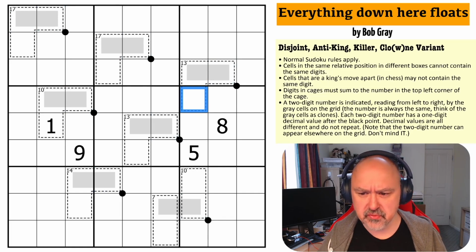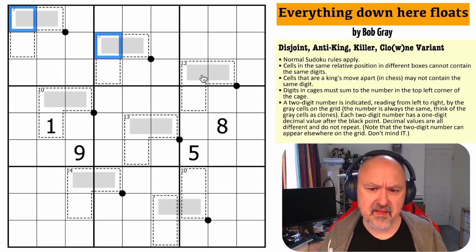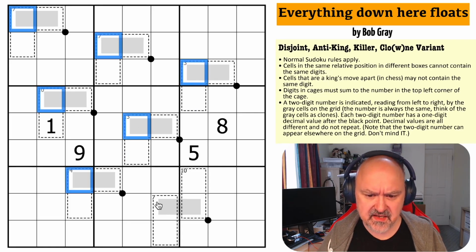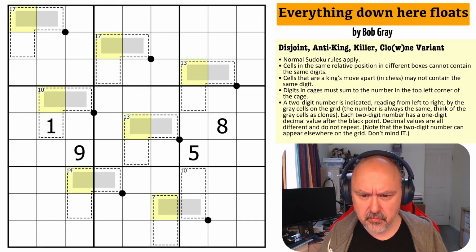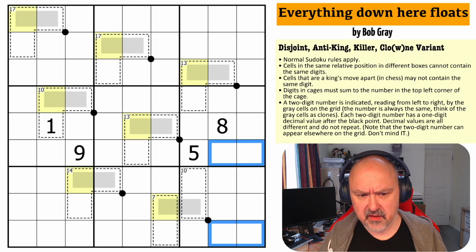So that's the rules. I'm going to restart the puzzle to restart my timer. Let's give this a shot. So we do know that 1, 2, 3, 4, 5, 6, 7 are all the same digit. Let's mark them in yellow. So what we have is one of those two and one of those two are going to be the other yellow digit.